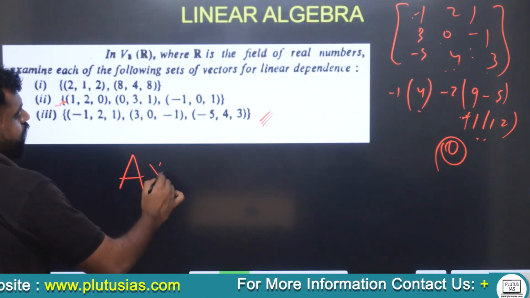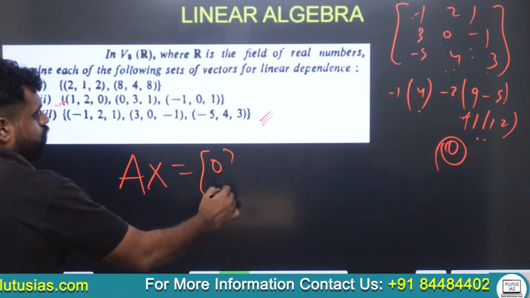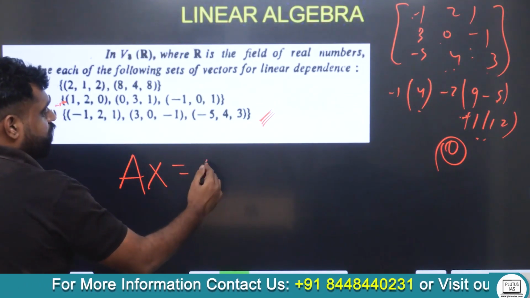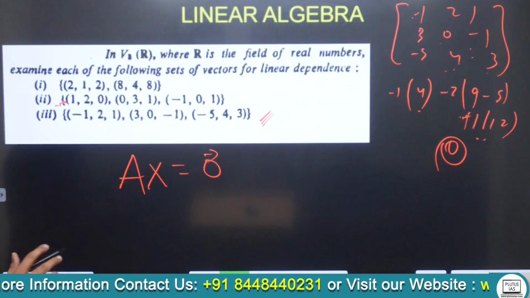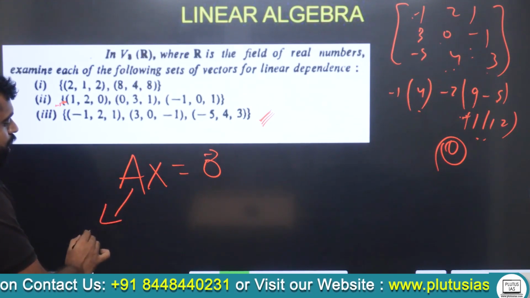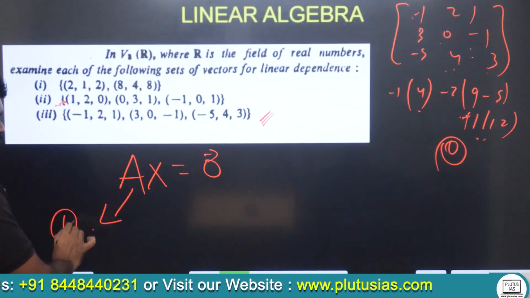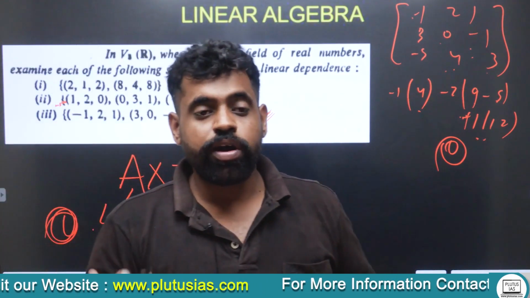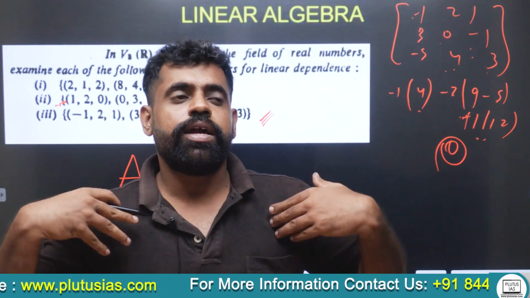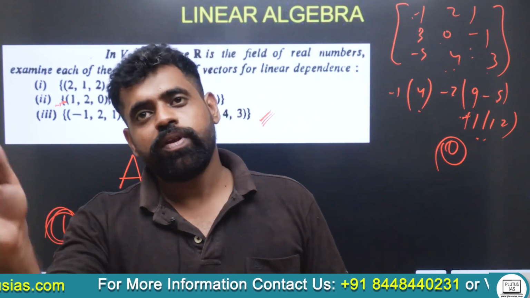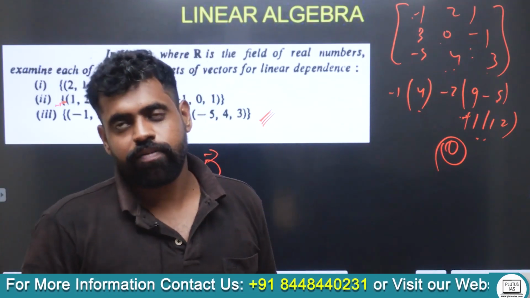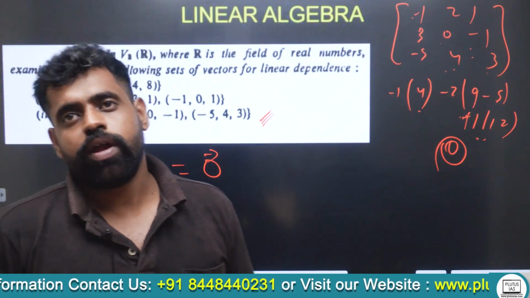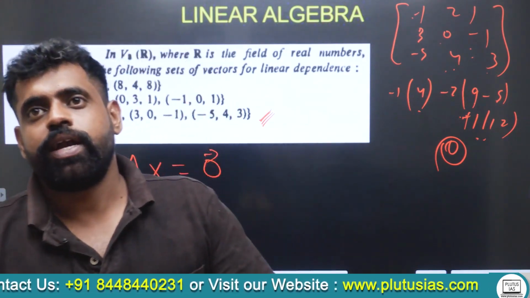What happens is that if you take Ax equal to 0, and if its determinant comes to 0, then you get the non-trivial solutions. So non-trivial solutions are dependent. Okay, when you study matrices and determinants, you will understand where this concept comes from. But if it is equal to 0, then it is dependent. Okay.